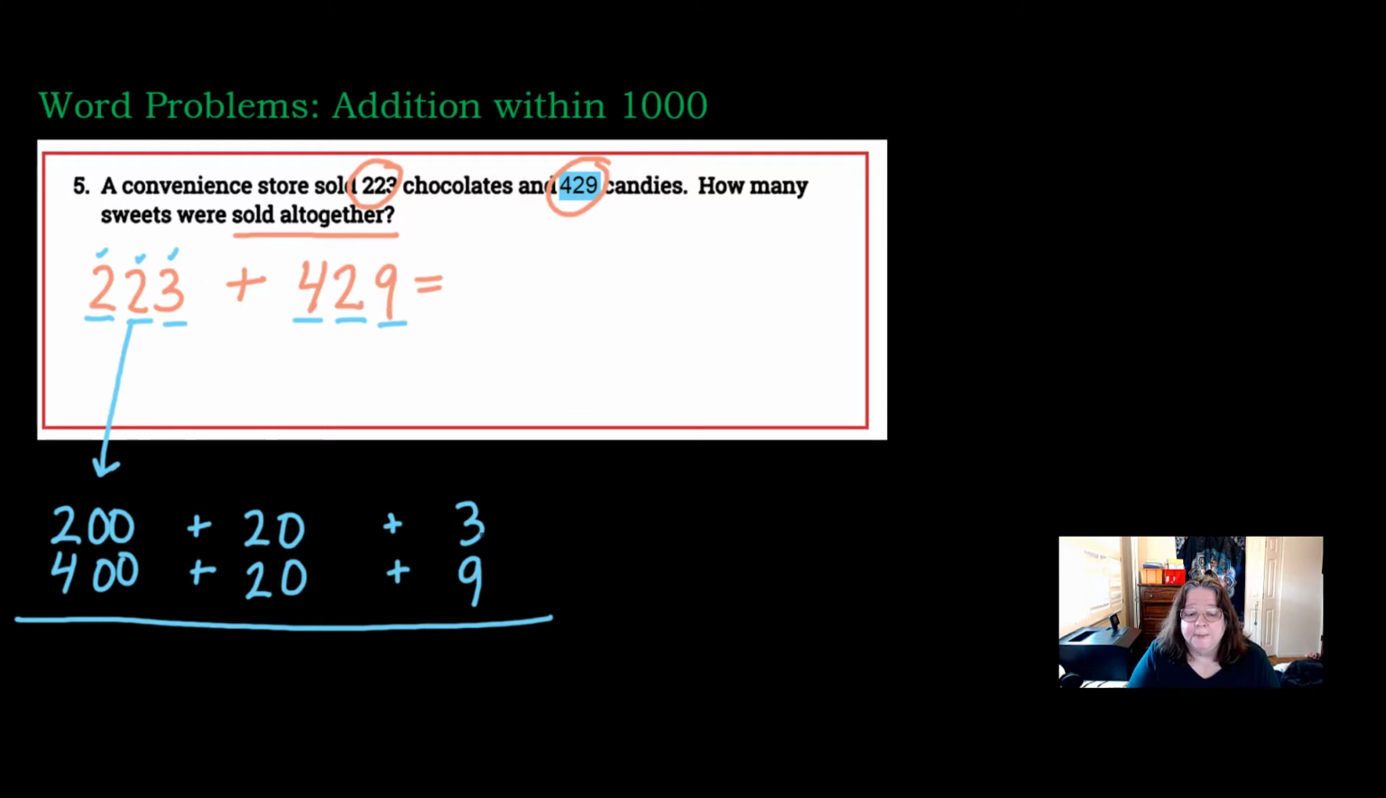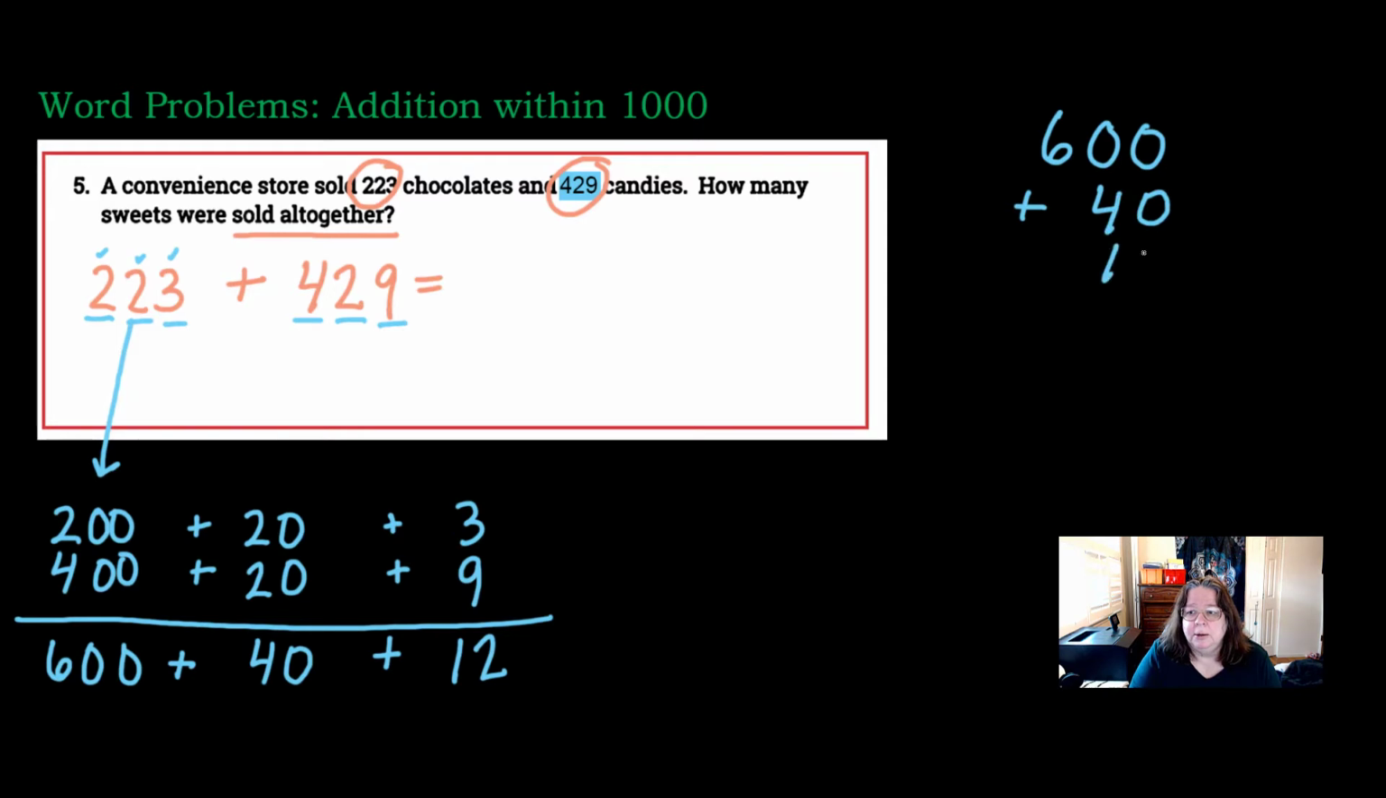9 plus 3, 12. 20 plus 20. Well, if you know 2 plus 2 is 4, 20 plus 20 is going to be 40. And 200 plus 400, 600. Let's write our number up here. 600 plus 40 plus 12. Let's move that plus sign down a little bit.